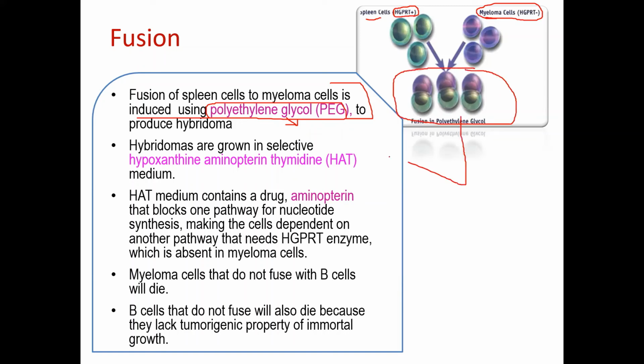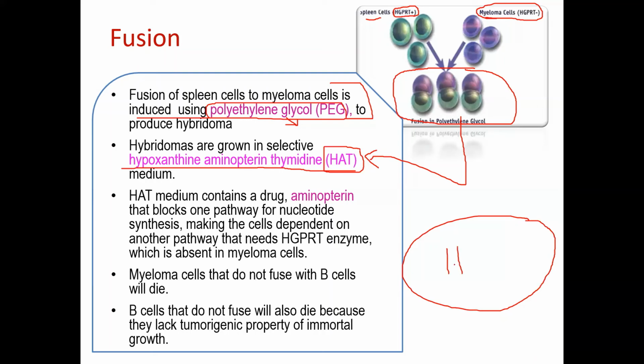The selection of this process depends on the HAT media. It's a solid media basically, and it has a very important compound called hypoxanthine aminopterin thymidine, HAT media. So this is the media, it has HAT, and you have both of the cells: HGPRT plus, meaning they produce the HGPRT enzyme, and these are the cells that do not produce it.